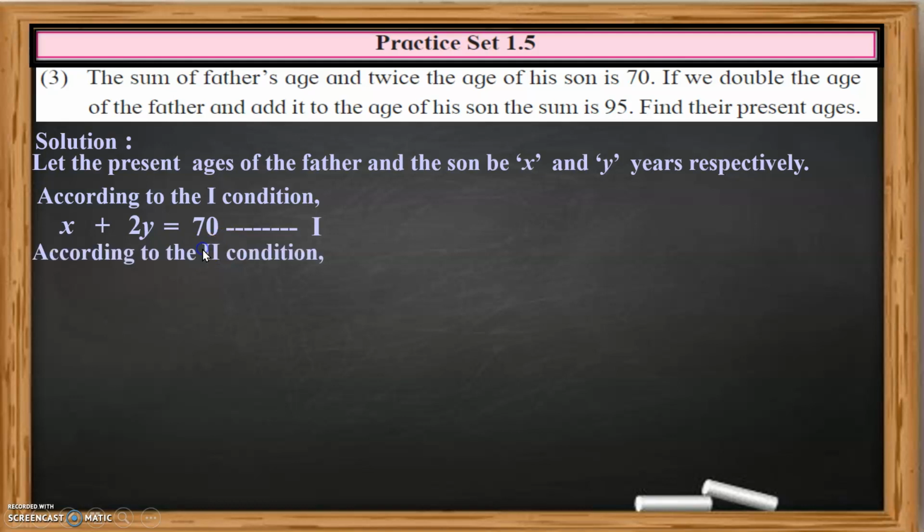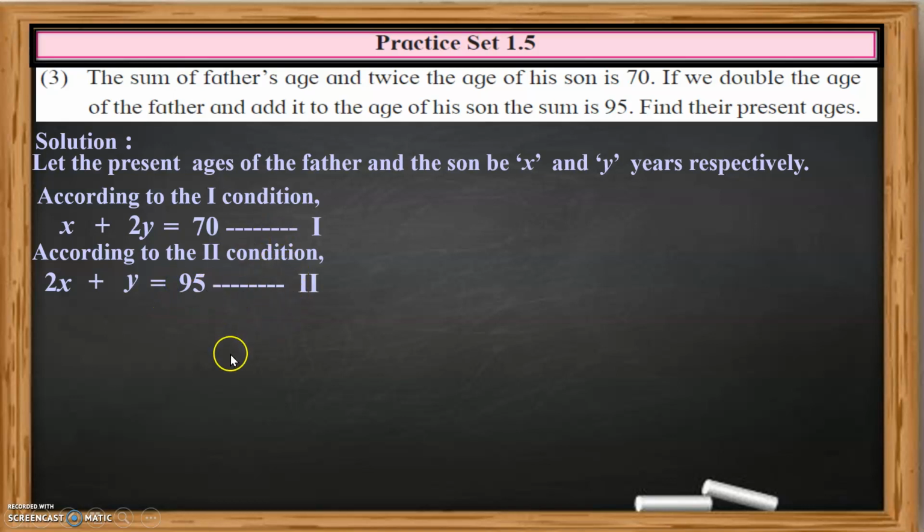Now let's understand the second equation. What is the second condition? If we double the age of the father, okay, we have to double the age of the father. Double the age of the father means father is x. If you have to double it, what will we get? We'll get 2x. And add it means I have to write the plus sign. To what you have to add? To the age of his son. What is the son's age? y. So I have to add this to y. The sum is 95, means I will get 95. This is the second equation.